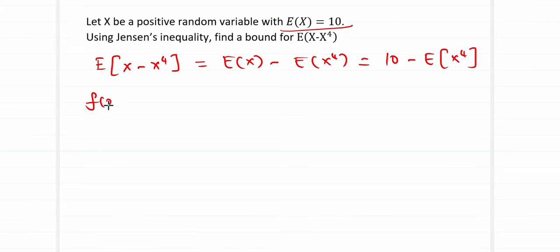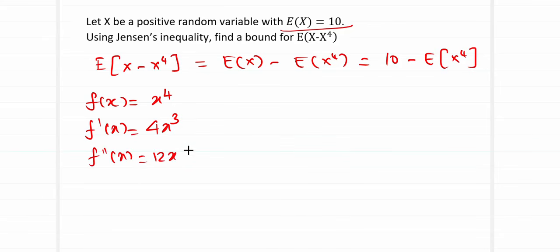So let me take my f of X to be equal to X to the power of 4, and now my f dash of X will be equal to 4X cube, and f double dash of X will be equal to 12X square, which is obviously greater than or equal to 0. X square will always remain positive for all the values of X. So this is going to be a convex function. So since it is convex, I can apply Jensen's inequality to it.